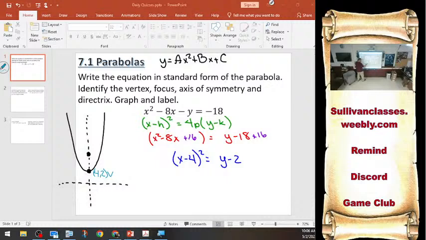So 2 and 1/4, this is up at 4, 9/4 is my focus. I'm going to go down 1/4 from there. So my directrix is a horizontal line, y equals 1 3/4 or 7/4. My axis of symmetry is the line that goes north and south through those, and you notice that the x values are the same. So my axis of symmetry is x equals 4.